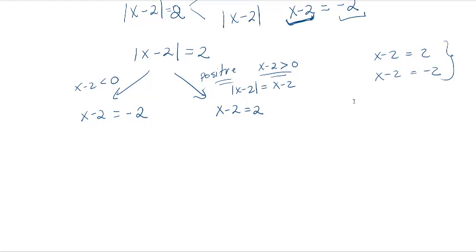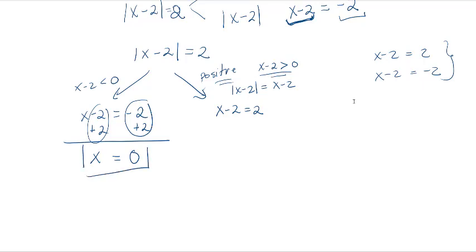So let's solve. Here we'll use the addition property. We'll add 2 to both sides of the equation. On the left, we have x minus 2 plus 2, that is just 0. We have x equals, and on the right we have -2 plus 2, so that is 0. So one solution is just x equals 0.